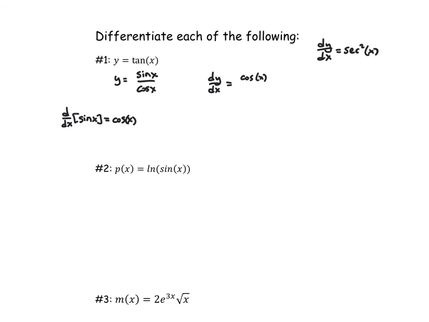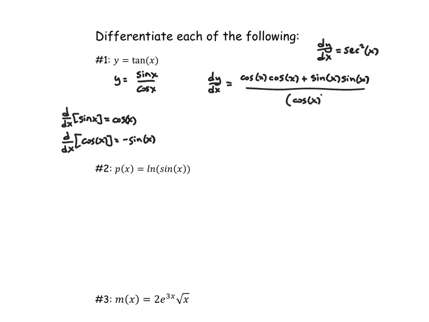Therefore, low times d high minus high times d low. Well, what is the derivative of the denominator? It's negative sine x. Okay, so I'm going to bring the negative out here, make that positive. Multiply by sine x. And divide it all by the low function, which is cosine x squared. Okay, so dy dx. Check out how awesome this is. This will be cosine squared x plus sine squared x.